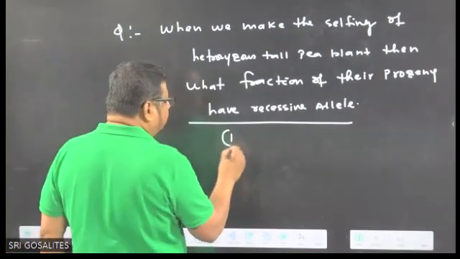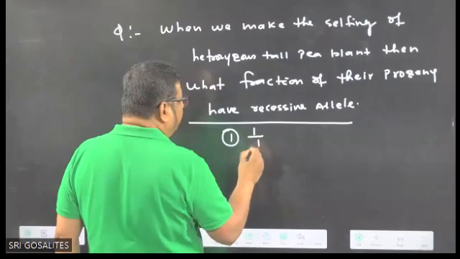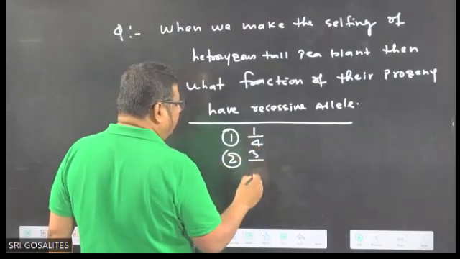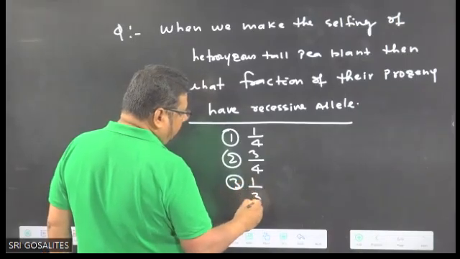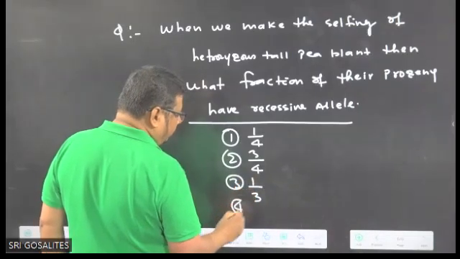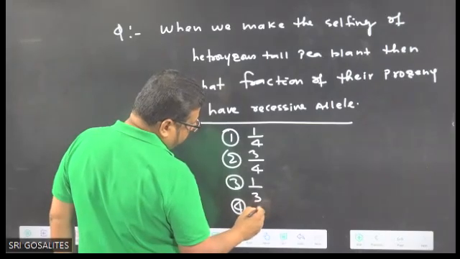Now the first option is 1 by 4. Second option is 3 by 4. Third option is 1 by 3. Fourth option is 2 by 3.